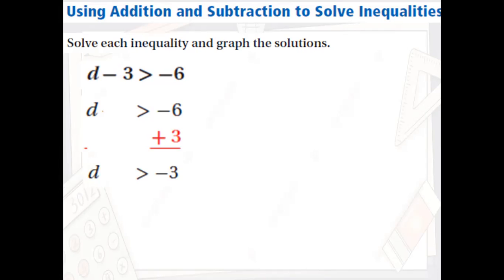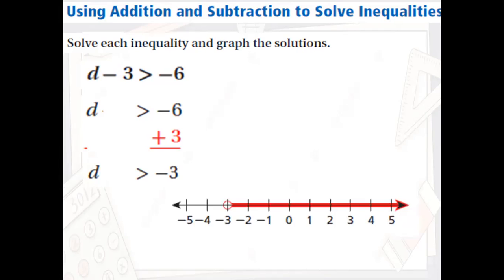How would you graph this? In the number line, you put the circle on negative 3. And this means d can be any number greater than negative 3. So it can be 1, it can be 2. So which side do these numbers show in the number line? To this side. So from negative 3, you draw it to the right. Now, do you shade the circle? No, because negative 3 is not the solution. Any number greater is the solution, but negative 3 is not.